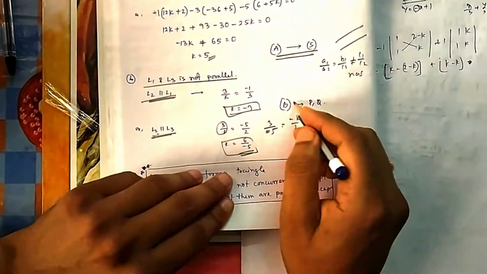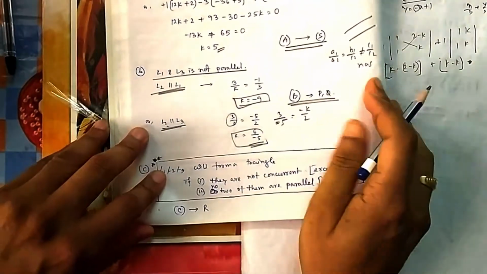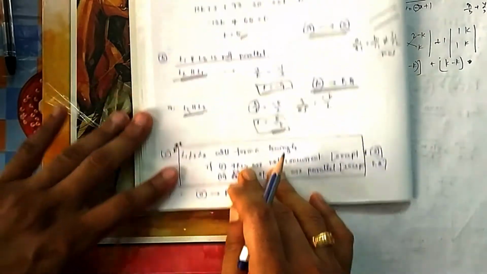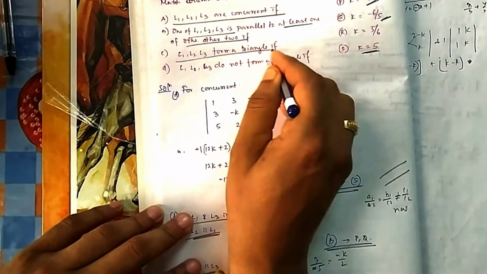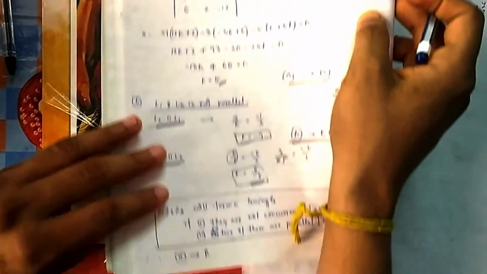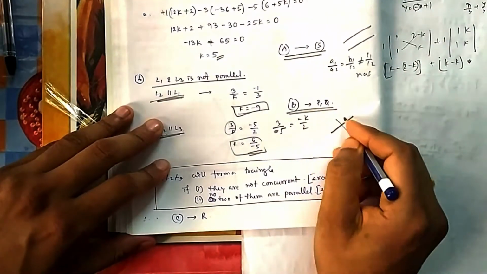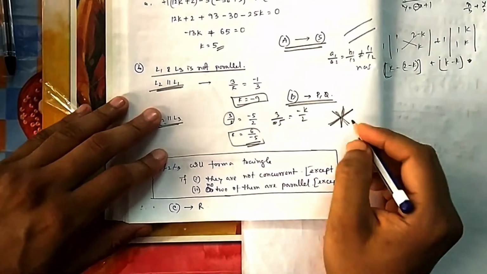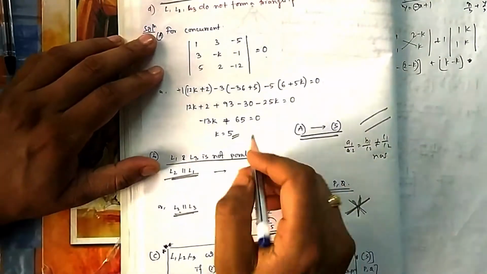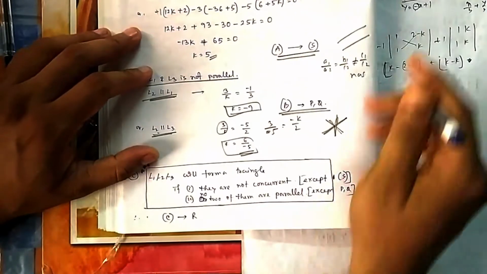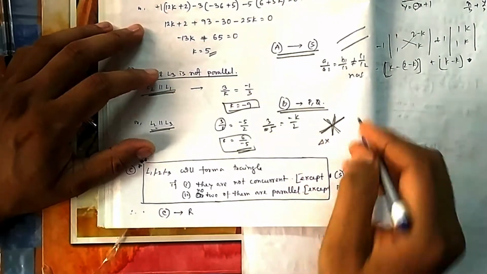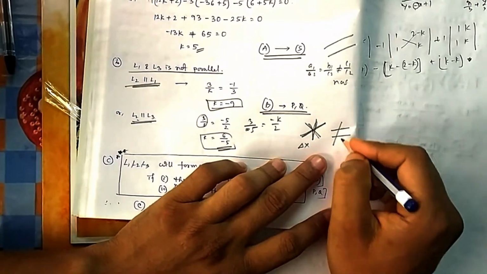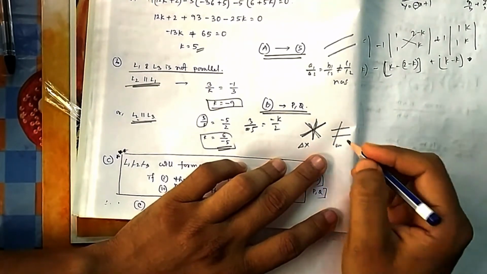So P and Q. B will be connected to P and Q. Then number C. They will form a triangle. So 3 lines will form a triangle if they are not concurrent. If they are concurrent, meaning passing through the same point, they cannot form a triangle. So when they are concurrent, S cannot be here. So a triangle cannot be formed. And one more case, if any 2 of them are parallel, then also a triangle cannot be formed.